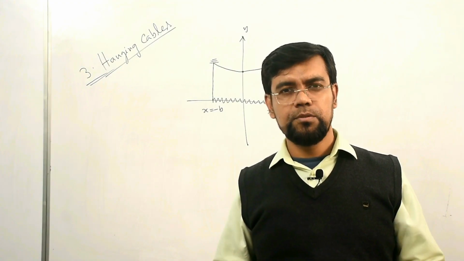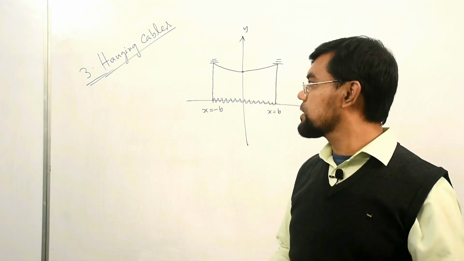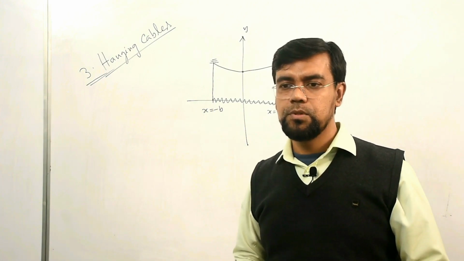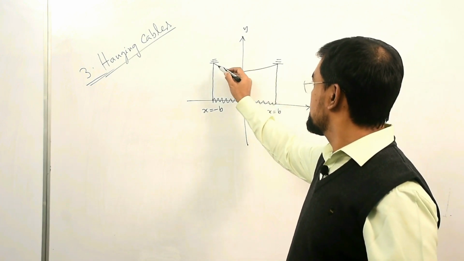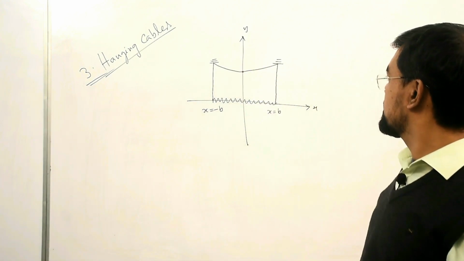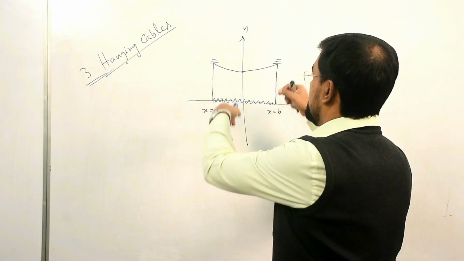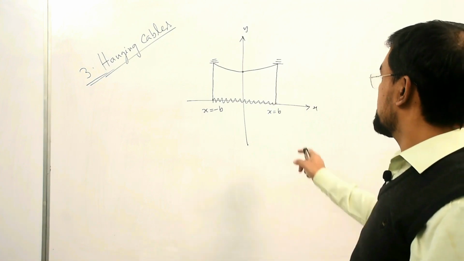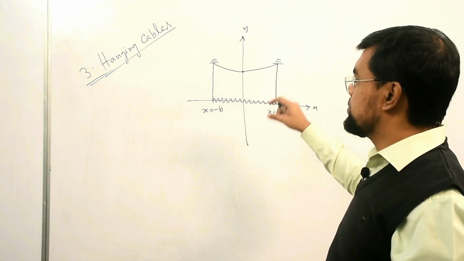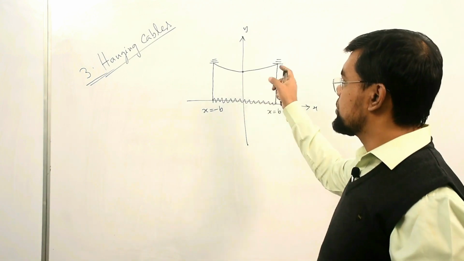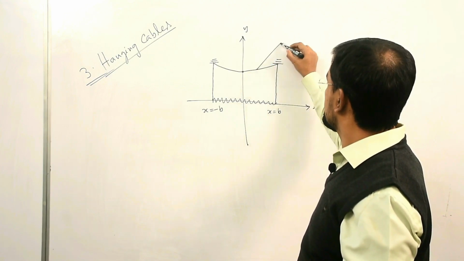So let's try to understand our third topic, and this is the last topic in this lecture, which is hanging cables. You see, when a homogeneous and flexible cable is suspended between two points of the same height, such as a telephone line hanging between two poles, such a cable forms a curve which is called a catenary.